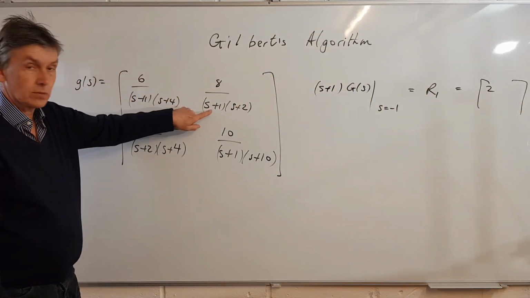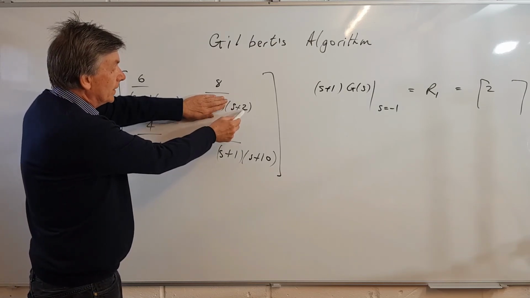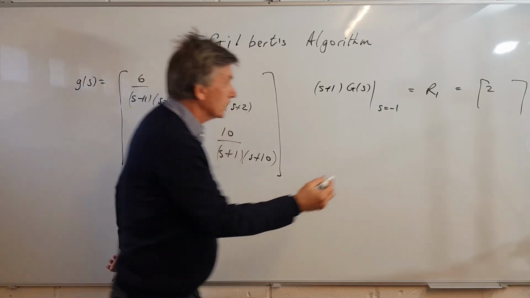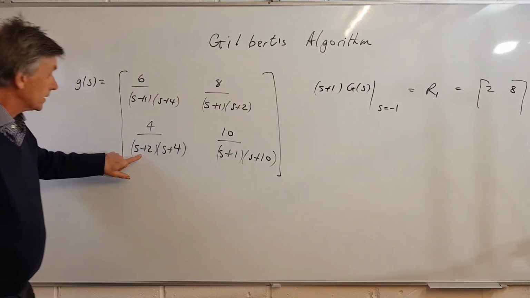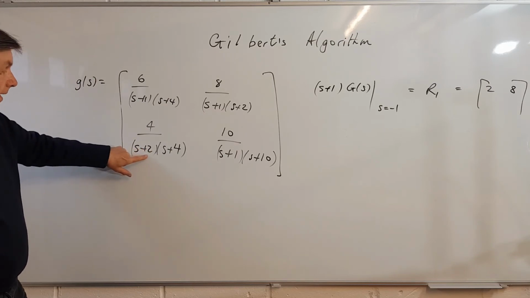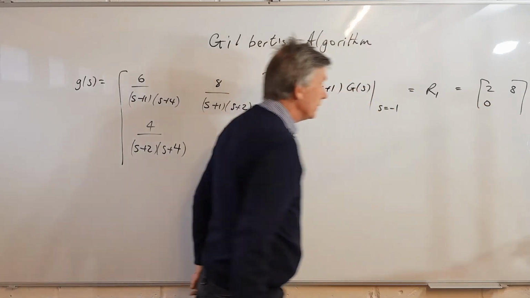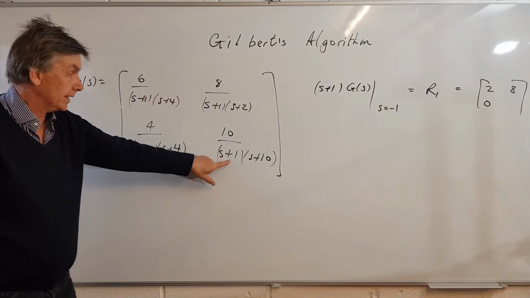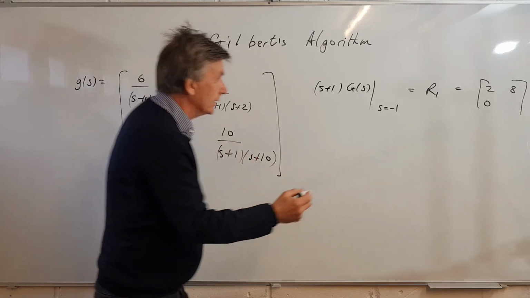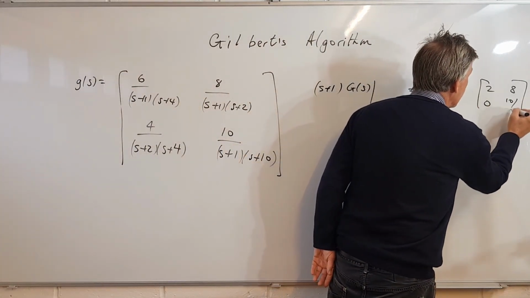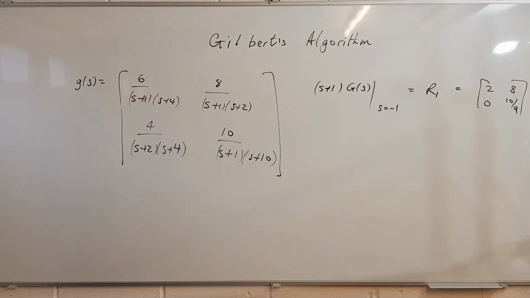Next one, we've got an s plus 1 here as well. So we cover this one up, put s as minus 1. Minus 1 and 2 is 1. 1 into 8 goes 8. So we put an 8 in there. Then on to this one. Now there's no s plus 1 here, and therefore that term becomes 0. So we've got a 0 in there. And finally, we have got an s plus 1 here, so we cover that one up. Put s as minus 1, so we get 10 over 9. So there's our first one done.